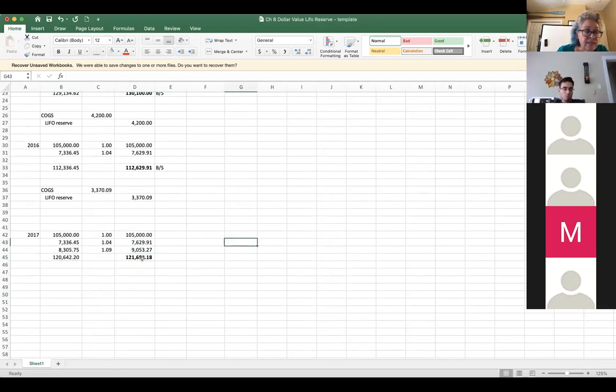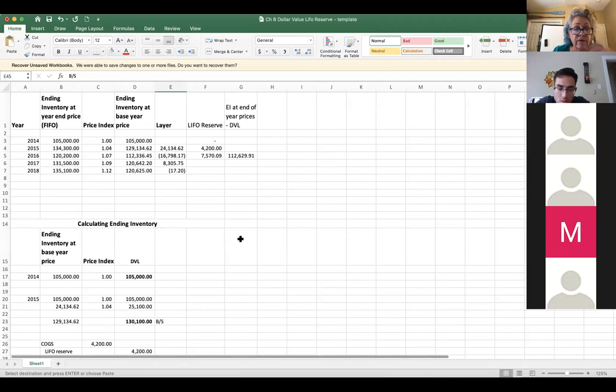So at 2017, I added a layer at the 2017 index when I reinflate, so that I have quantity times 2017 price, and then add all my layers up that I still have. My DVL at 2017 is 121,683.18. So that is what would be reported on the balance sheet.